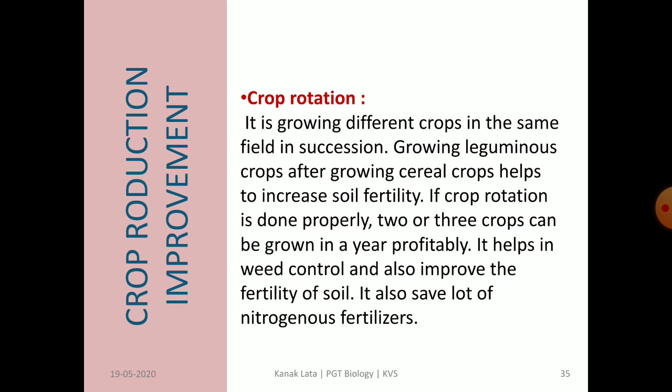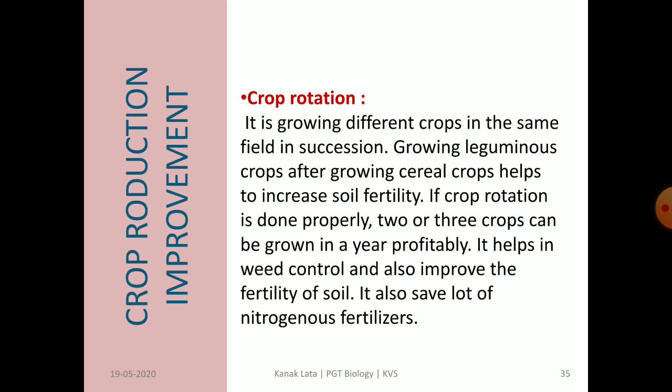The last one is crop rotation. As the name indicates, one crop is rotated with other. Meaning thereby is that growing different crops in the same field in succession, one by one. For example, growing leguminous crop after growing cereal crop. This helps to increase the fertility of soil.